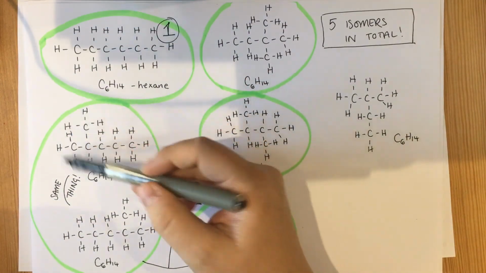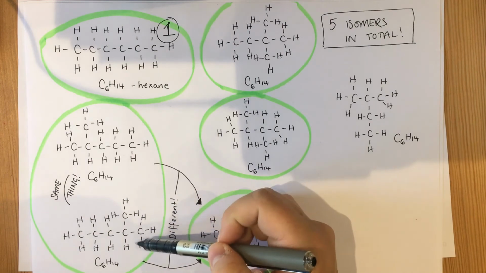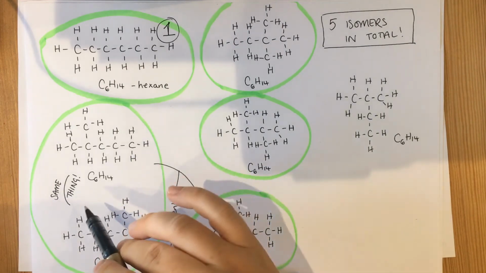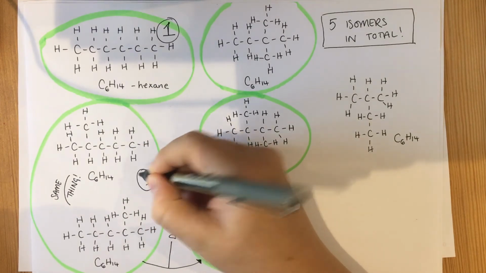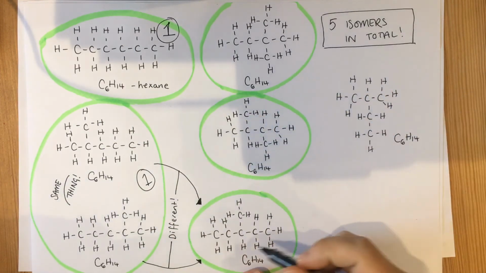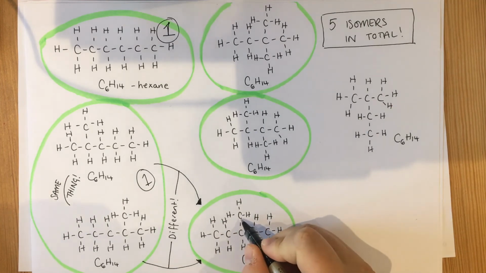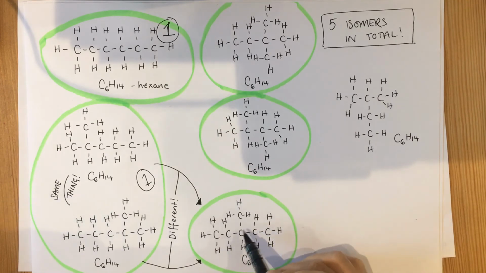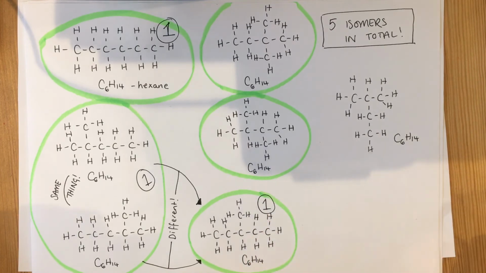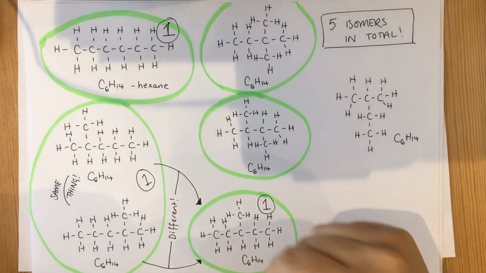So you might end up with something like this, or something like this. These are actually exactly the same molecule, just one of them's drawn backwards. So they only count as 1 more. So that's another 1. But this one here, we've got 5 carbons in a row and 1 carbon attached to that middle carbon in the chain. That is different. So that's another isomer. That's all we can do with 5 in a row and 1 attached.